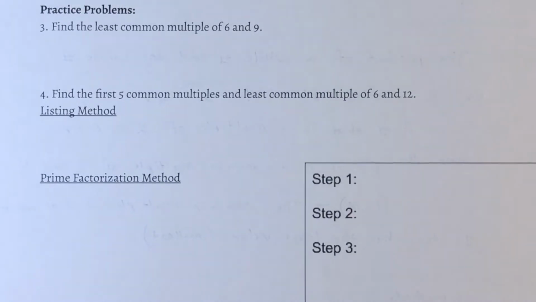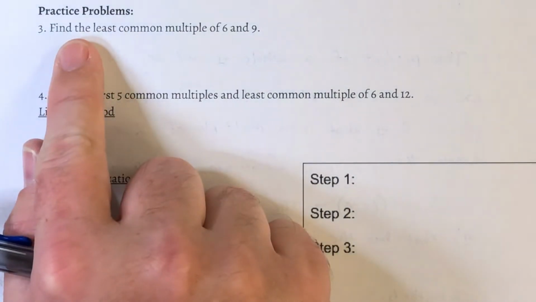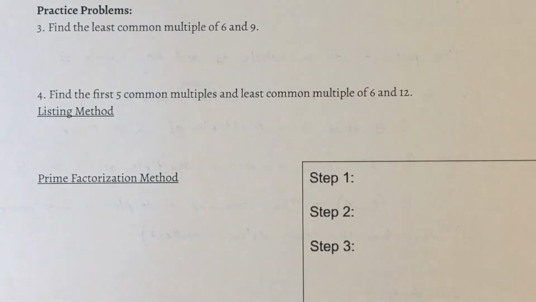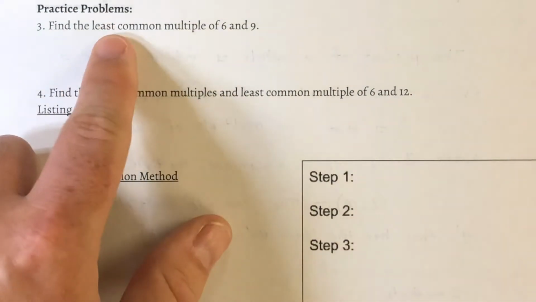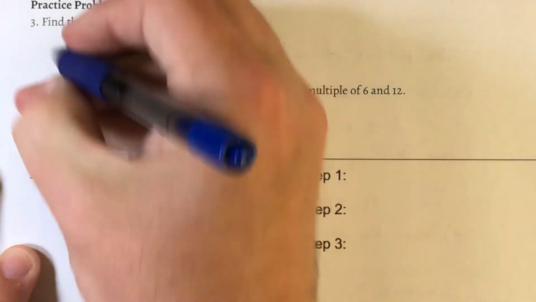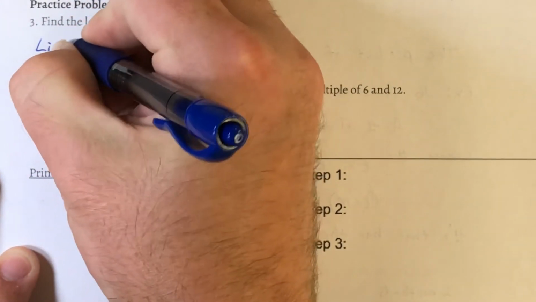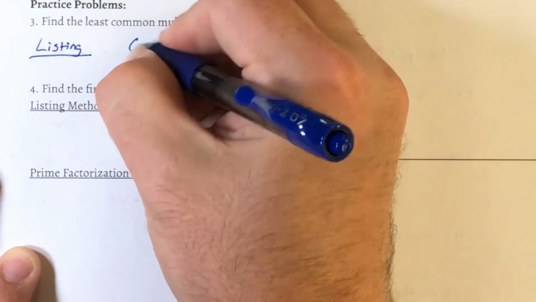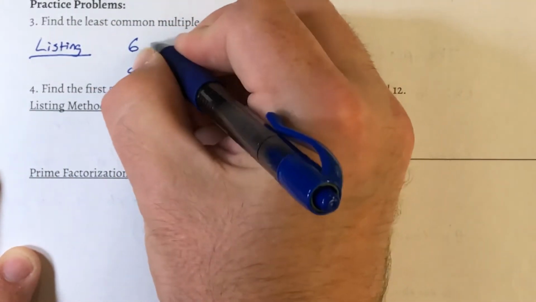Our third practice problem. All we're going to do is find the least common multiple of 6 and 9. So not the first 3 common multiples, not the first 5. We're just finding the least, meaning the first one. Because those numbers are relatively small and easy to count by, we're going to use listing again. Our numbers are 6 and 9.